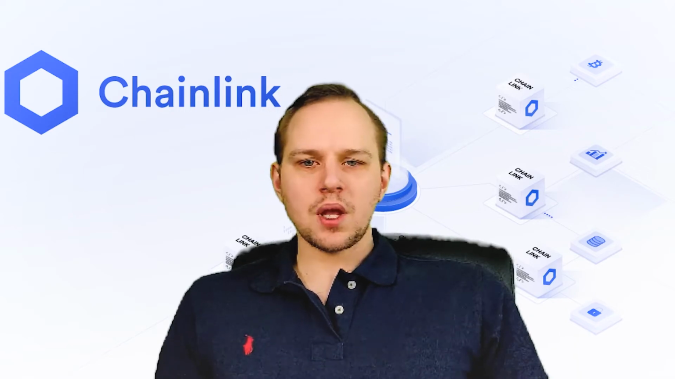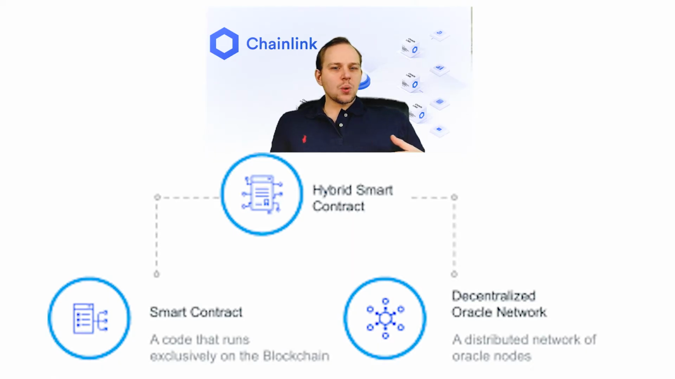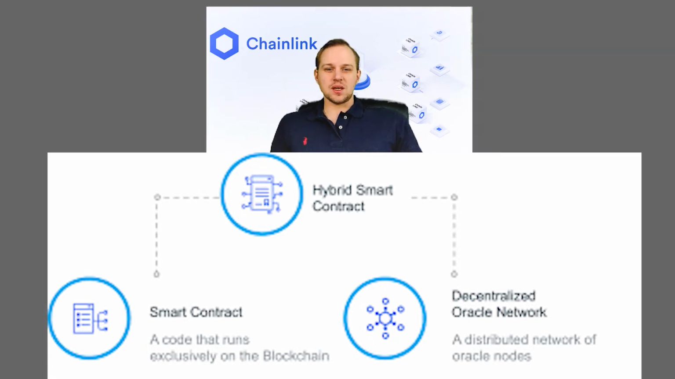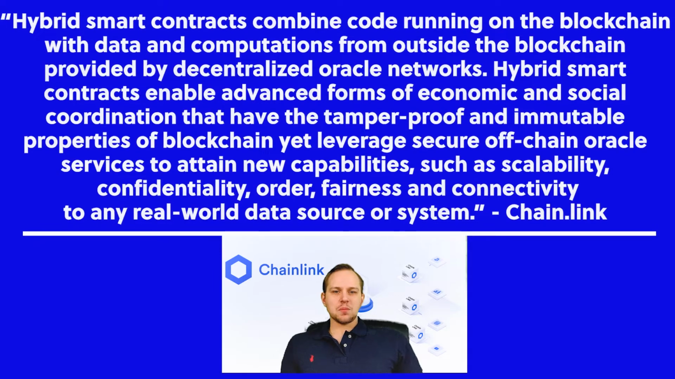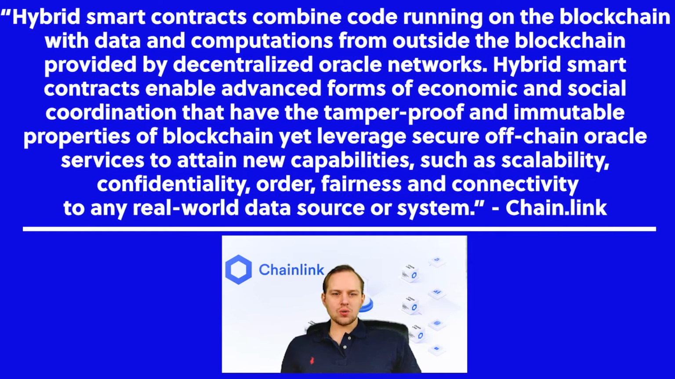So what does this all have to do with hybrid smart contracts? Chainlink themselves put it this way: hybrid smart contracts combine code running on the blockchain with data and computation from outside the blockchain, provided by decentralized oracle networks, DONs.